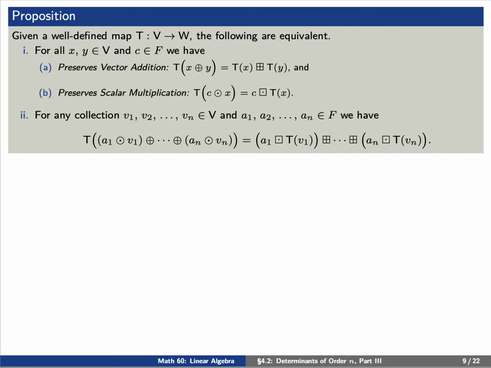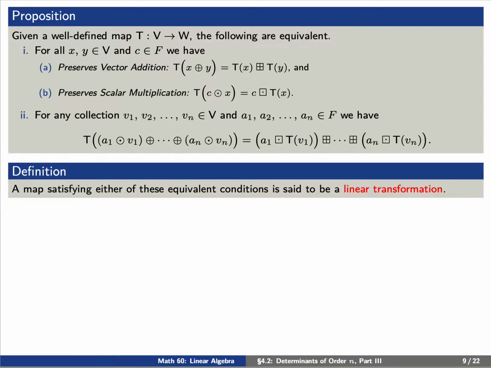Let's say that V and W are two vector spaces. Given a well-defined map T from V to W, recall that the following statements are equivalent. First, T preserves addition and preserves scalar multiplication. That is, T of x plus y is T of x plus T of y, and T of c times x is c times T of x. Second, that's equivalent to T preserves linear combinations. Any map satisfying either of these equivalent definitions is said to be a linear transformation.